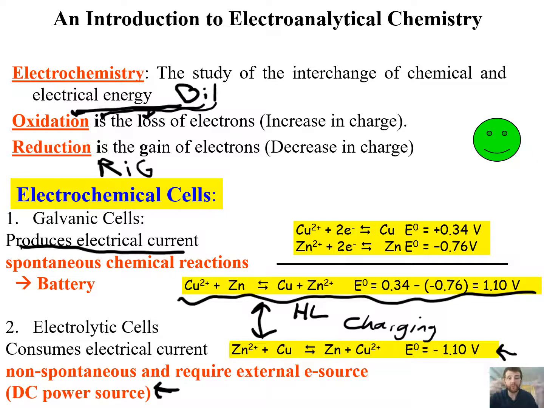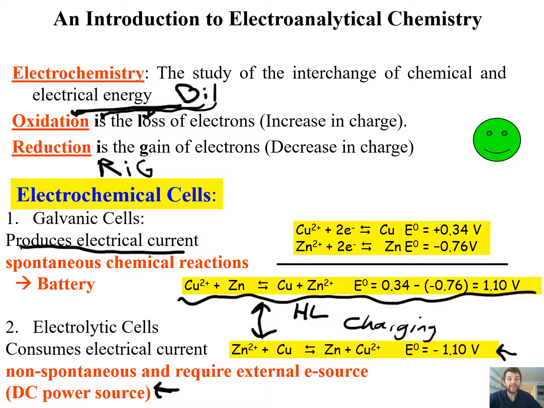So basically, there are two types of cells. You have galvanic cells, which produce electrical current. This is when one is being oxidized and one is being reduced, and the electrons are flowing from the anode to the cathode. I'll get into all that later. This is what a battery is. This part here is stuff that HL needs to be able to do.